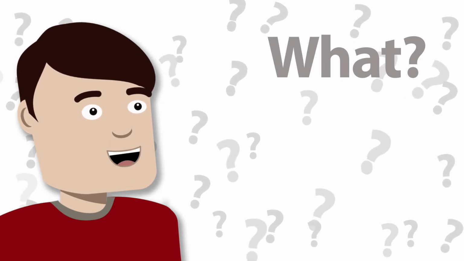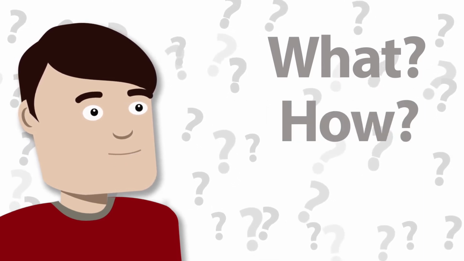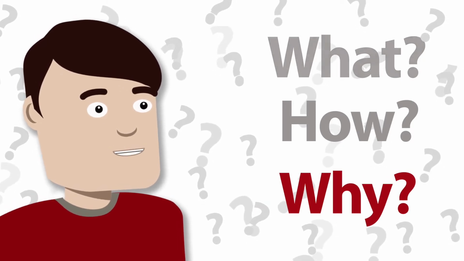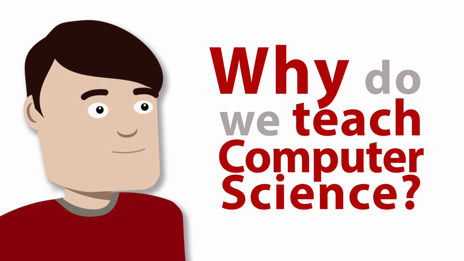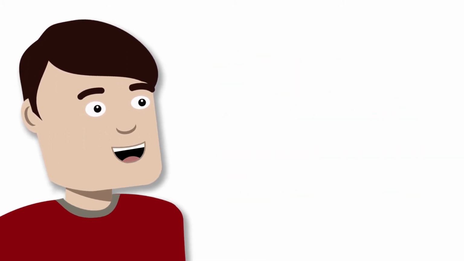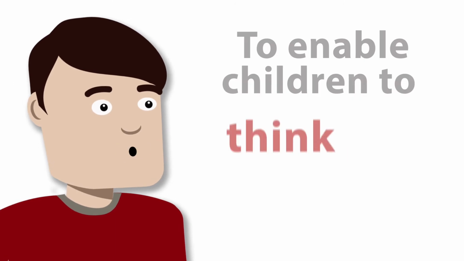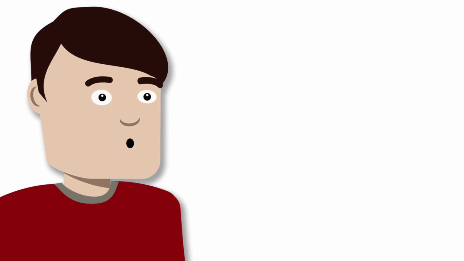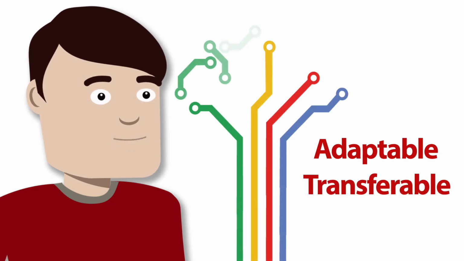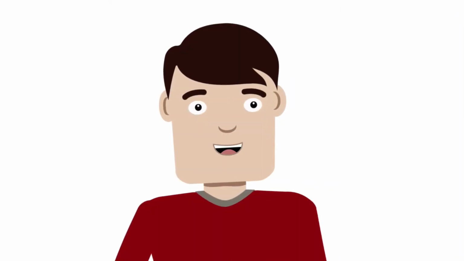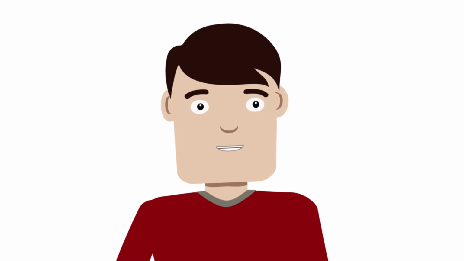as well as how we might teach it, the main focus for us is the question of why, of looking at teaching in terms of why do we teach it at all, and what exactly are we trying to achieve. As the session clarifies, this why is to enable children to think like computer scientists. We want to create a way of thinking that is adaptable, transferable, and provides continuity in any setting and at any level of development.